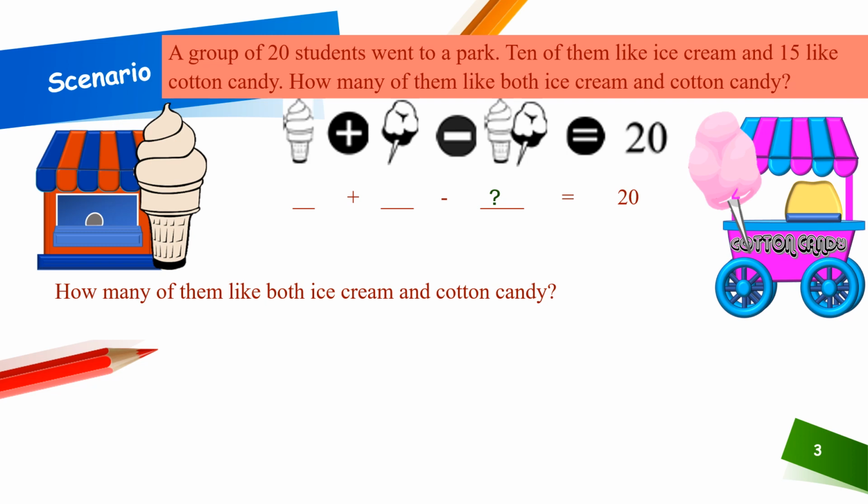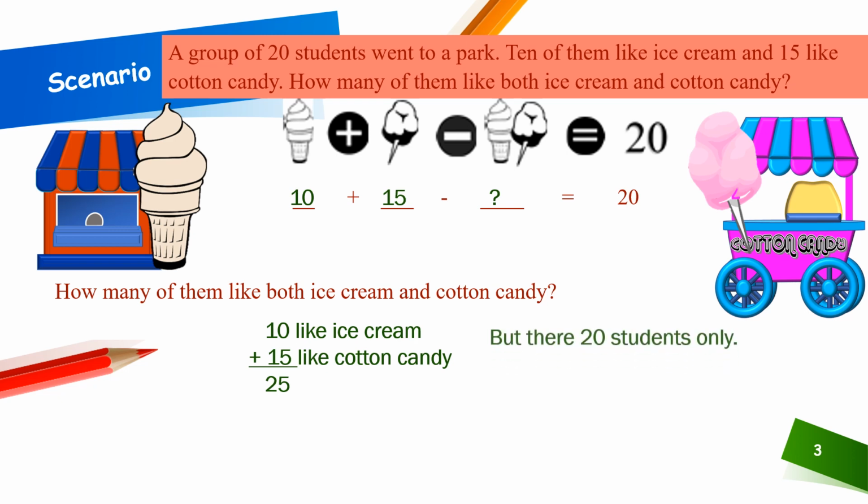The next thing to do is identify the given. So, ano-ano mga binigay na numbers dyan? First, 20. 20 represent the total number of students. 10 students like ice cream. 15 students like cotton candy. Ano ang napansin ninyo kapag pinagsama natin ang dalawang grupo? Tama! Naging 25 na ang bilang.